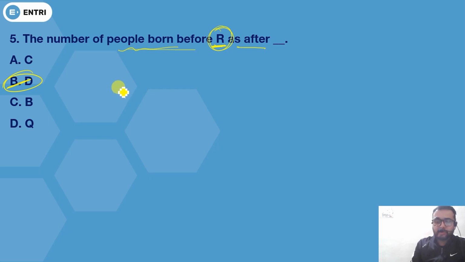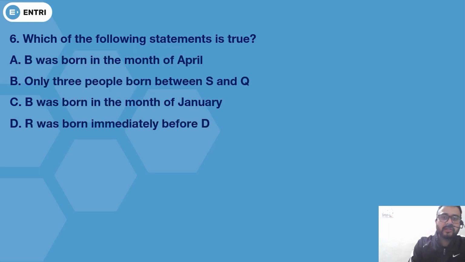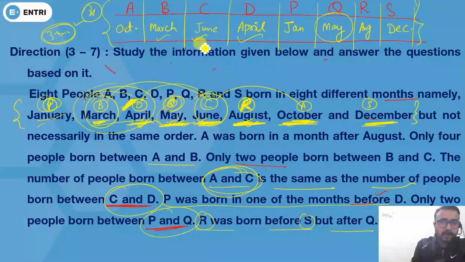So I hope this concept is clear to you. Now move to the next. Which of the following statements is true? B was born in the month of April. I think this one is wrong, because B was born in March. So the first one is wrong.